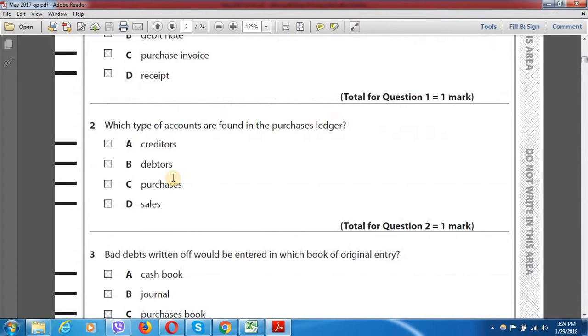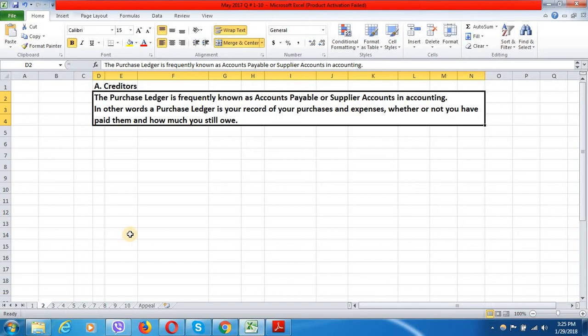Next, number 2. Which type of accounts are found in the purchase ledger? Option A. Creditors, B. Debtors, C. Purchases, D. Sales. The answer is A. Creditors. The purchase ledger is frequently known as accounts payable or supplier accounts in accounting. In other words, a purchase ledger is your record of your purchases and expenses, whether or not you have paid them and how much you still owe. As purchase ledger means accounts payable account or supplier account, it means that creditor is a part of purchase ledger. Clear?